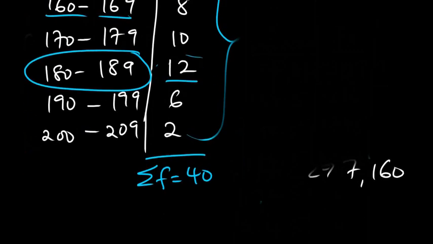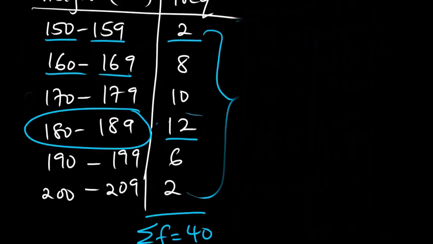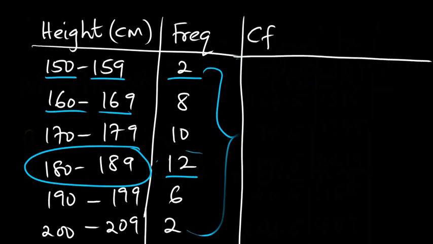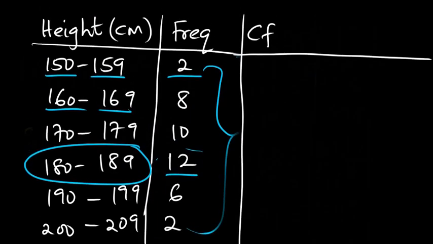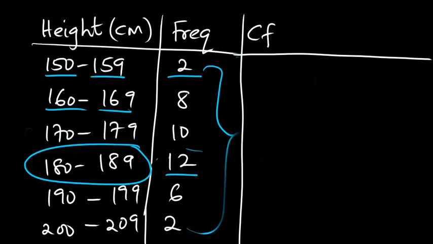So what we're going to do, I'm going to create another column that I'm going to name CF. So CF stands for cumulative frequency. So what do we mean by cumulative frequency? So what we're going to do is that we're going to add each of these frequencies, the frequency of the first class plus the frequency of the second class all the way downwards up to the last class. This is what I mean.